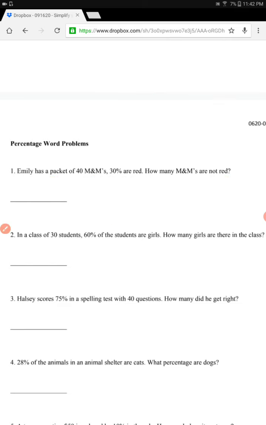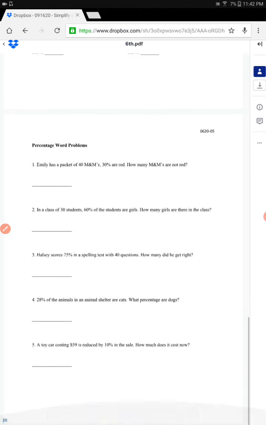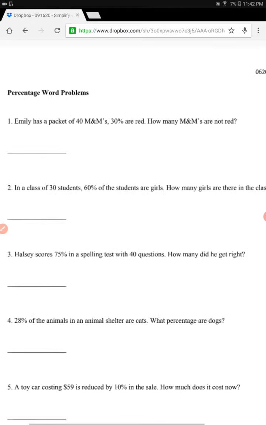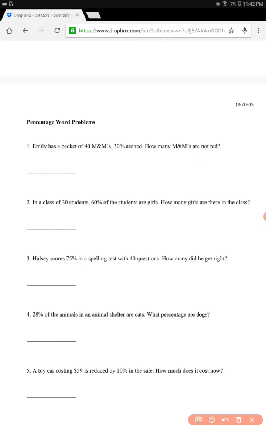All right, let's try one more problem. In a class of 30 students, 60% of the students are girls. How many girls are there in the class? So we have 30 students, and 60% are girls, and the question is asking how many girls are there. So we're trying to find 60% of 30.